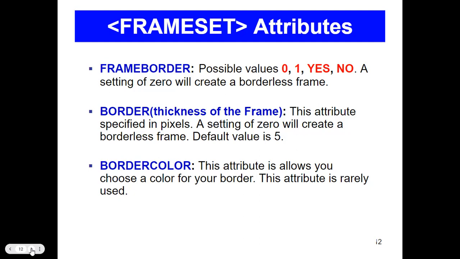Then the border attribute is used for adjusting the thickness of the frame border. This attribute is specified in pixels. Setting 0 will create a borderless frame. Otherwise, the default value is 5. Border color we can also adjust with bordercolor. This attribute allows you to choose a color for your border. This attribute is rarely used.